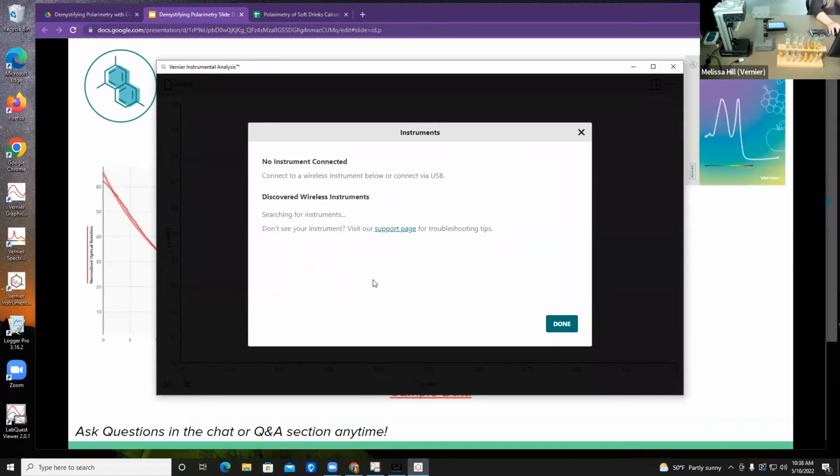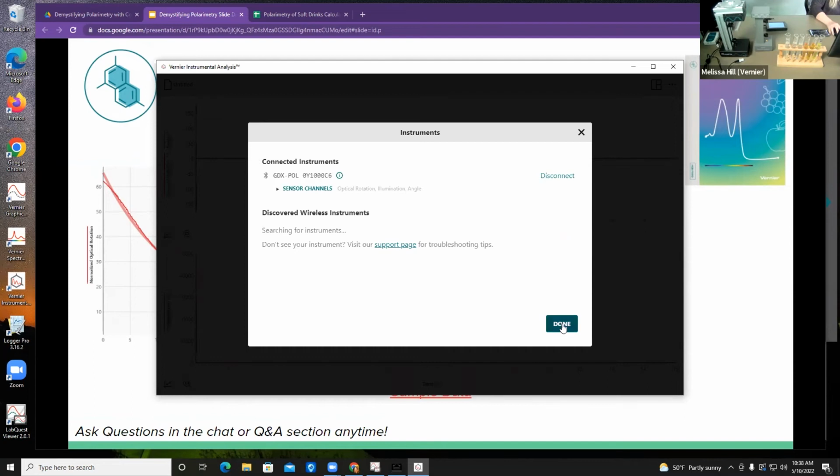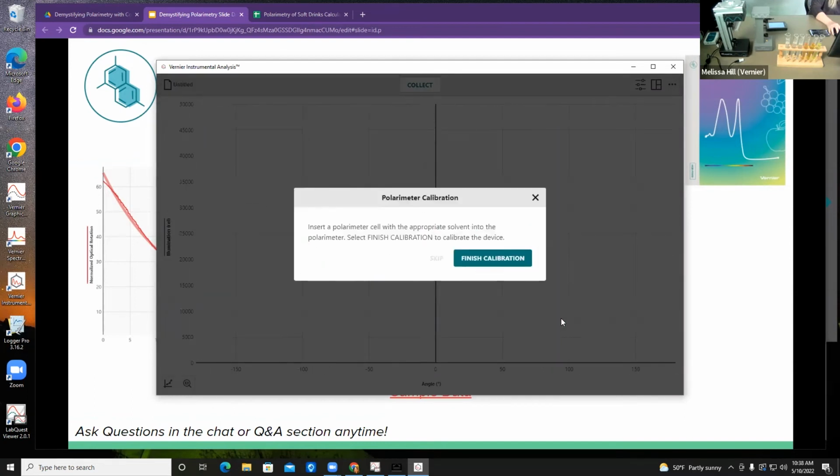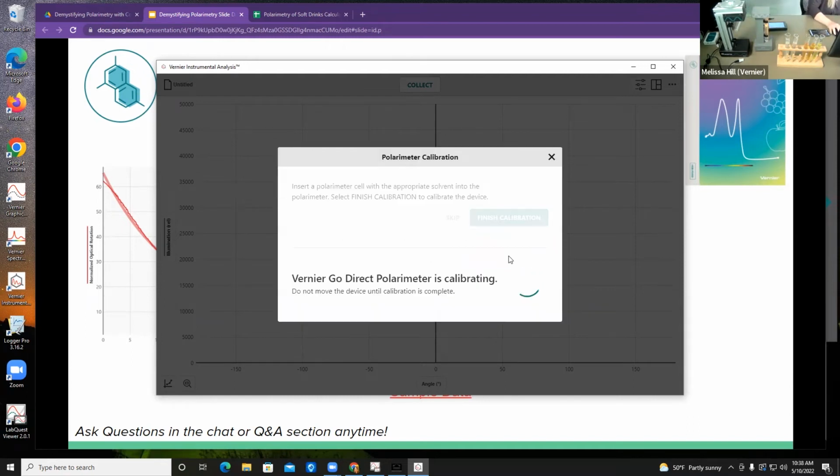So my polarimeter should be broadcasting the Bluetooth signal. I had to disconnect it from the LabQuest, and sure enough, there it is. So I'm going to connect to my polarimeter. Say done. I could also connect via USB if I wanted. And I have to do that calibration again. So I'm going to do my calibration with water, and it'll take a little bit.